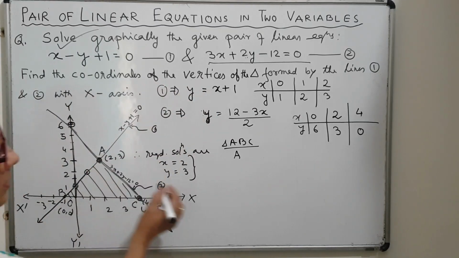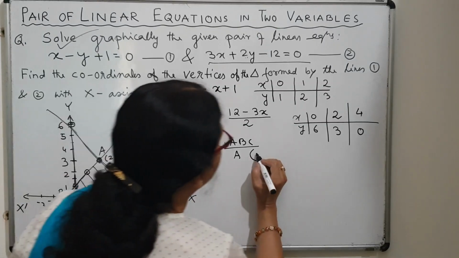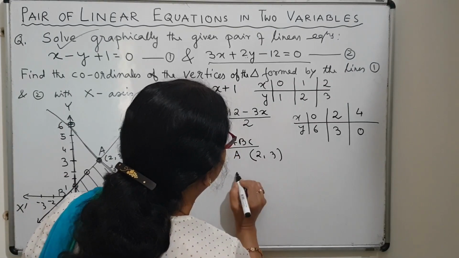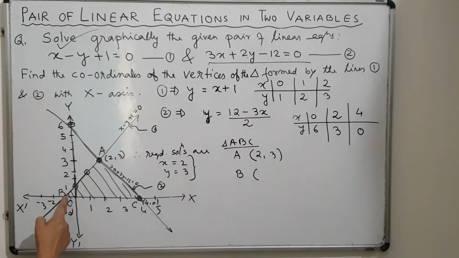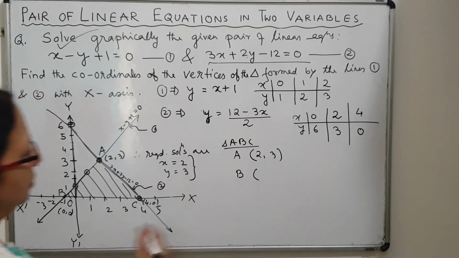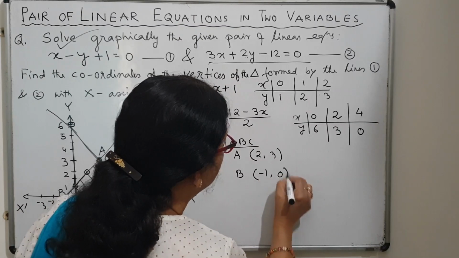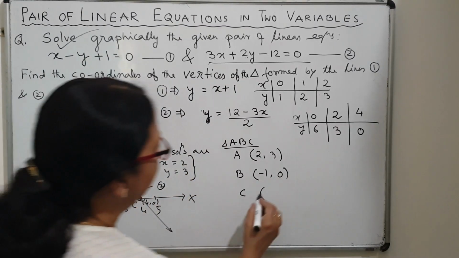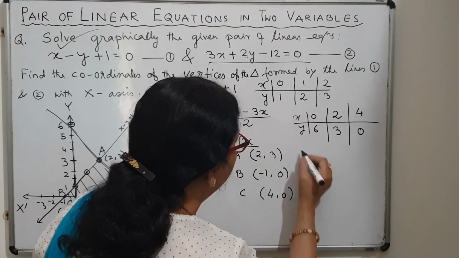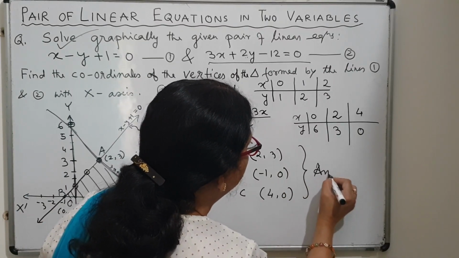Now I have to find the coordinates of the vertices. For the first vertex A, what is the coordinate? It is 2, 3. For the second vertex, which I have taken to be B, it is -1, 0. And the third vertex is 4, 0. So these are the vertices. Answer.